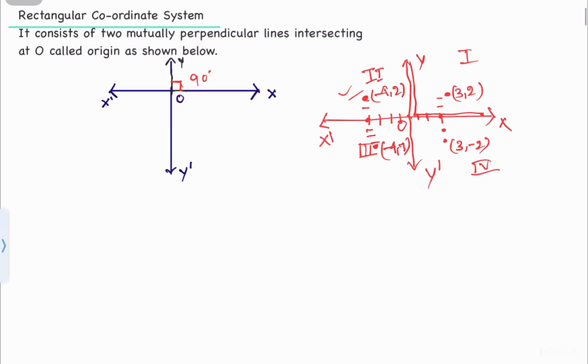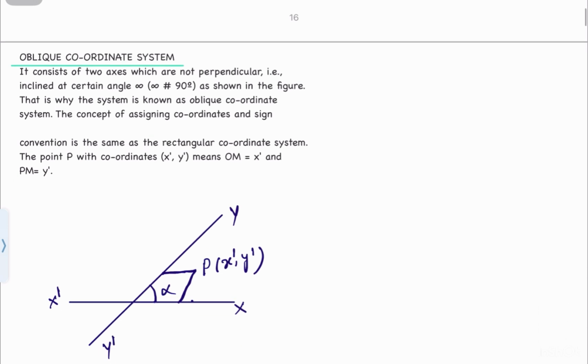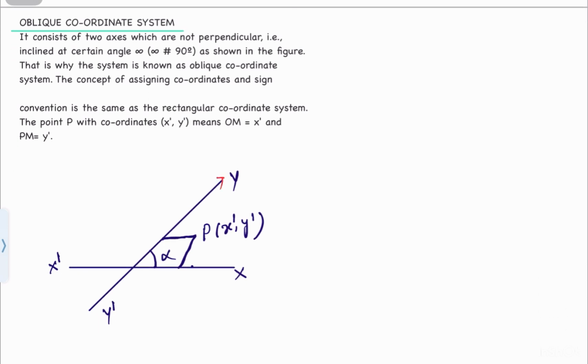Okay, I think this rectangular coordinate system is clear. So why is it called rectangular? Because the x-axis and y-axis are perpendicular to each other. Clear? Then the oblique coordinate system looks like the same thing. If the two coordinate axes, that means the x-axis and y-axis, have an angle which is not 90 degrees, look here, this alpha is not equal to 90 degrees, then this coordinate system is called an oblique coordinate system. Clear? This is another type of coordinate system, but in your syllabus there is no application, but still you have to know.